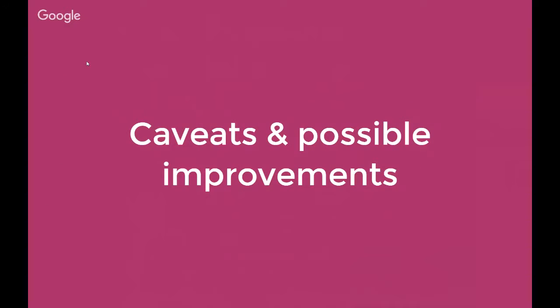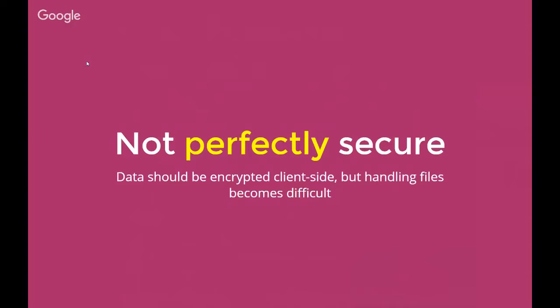So this solution was created for a first version of the product, for the MVP. So it's not perfect. It's not perfectly secure. The right way to do it, I think, would be to encrypt data client-side. We did it server-side because it was easier, especially for encrypting files, because we also need to display inline images on the website. I'm not sure how you could do that in JavaScript.